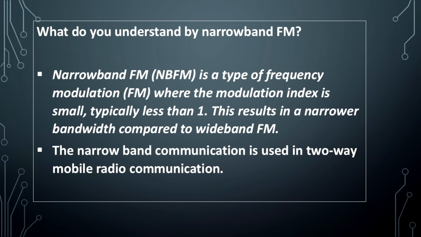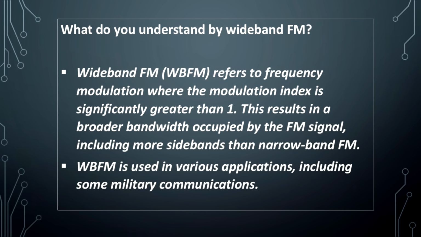What do you understand by narrowband FM? Narrowband FM is a type of frequency modulation where the modulation index is small, typically less than 1. This results in a narrower bandwidth compared to wideband FM. The narrowband communication is used in two-way mobile radio communication.